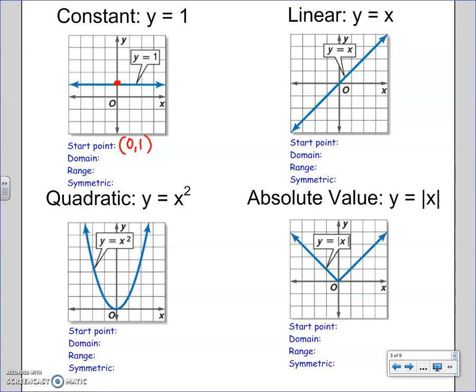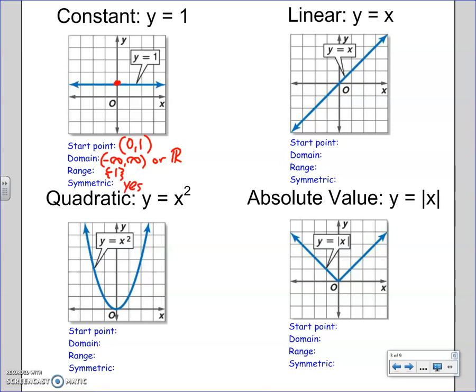The domain is all real numbers. As it goes left forever, negative infinity, right forever, positive infinity, or all reals. The range, the lowest is 1, the highest is also 1. It's just 1. It's only 1. It's by itself in the set. Is it symmetric? Answer is yes. We can cut it in half.